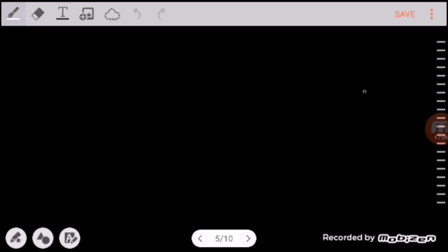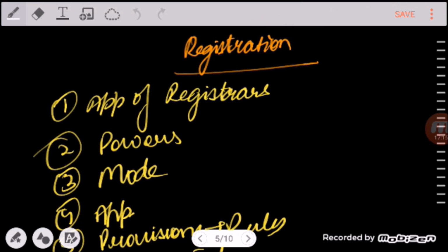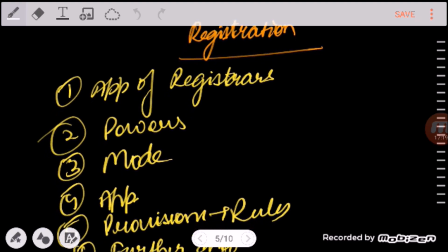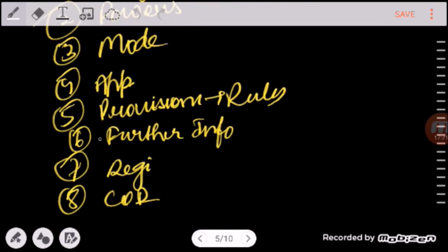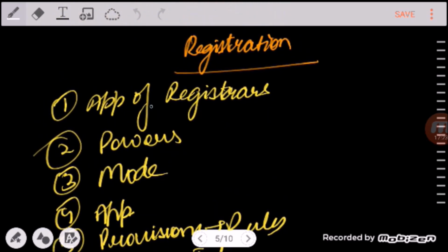We are discussing registration of trade union, and in registration we are dividing the steps into 8 points. The first point is appointment of registrars. Registrar means a registrar appointed by the appropriate government, and the government can appoint any number of registrars.